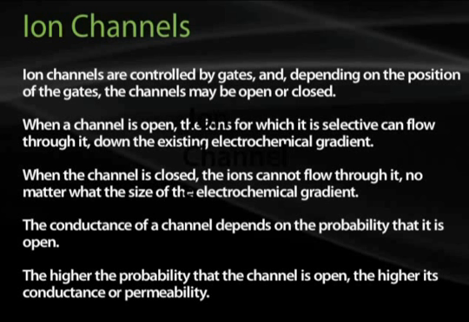Ion channels are controlled by gates, and depending on the position of the gates, the channels may be open or closed. When a channel is open, the ions for which it is selective can flow through it, down the existing electrochemical gradient. When the channel is closed, the ions cannot flow through it, no matter what the size of the electrochemical gradient. The conductance of a channel depends on the probability that it is open. The higher the probability that the channel is open, the higher its conductance or permeability.